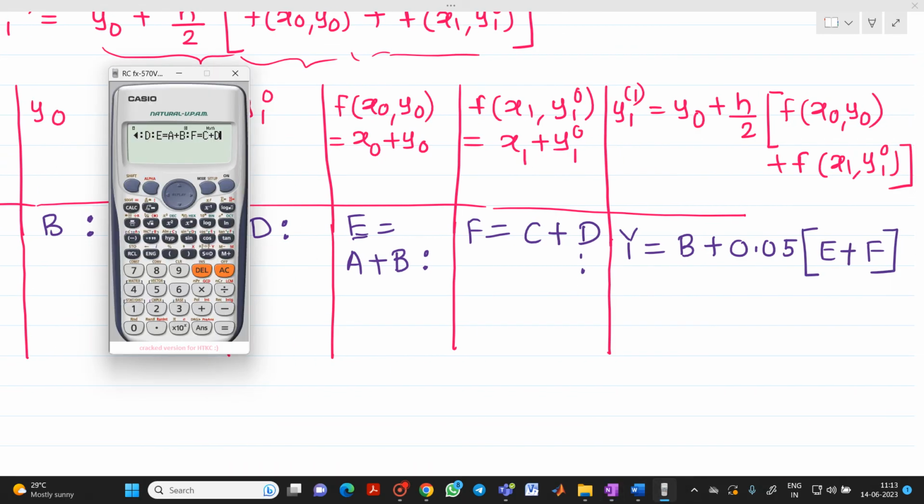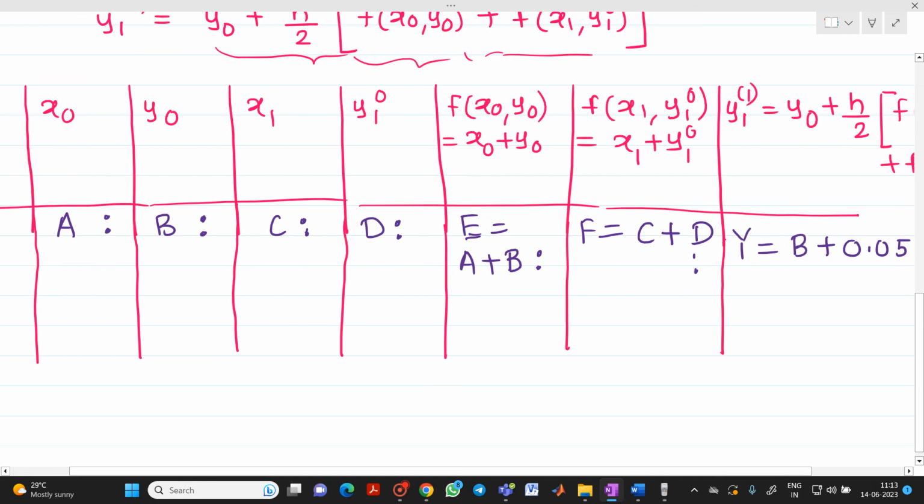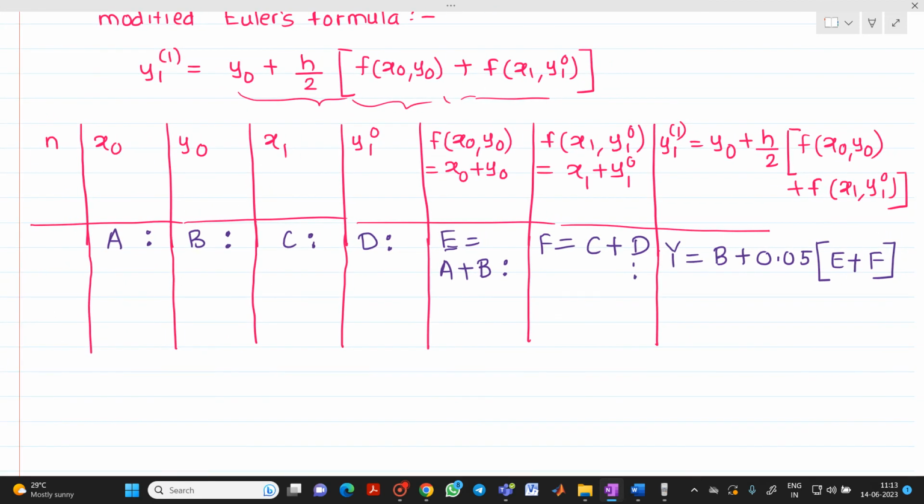So colon, alpha, colon. What is the formula? Let's see here. y equal to, how to take y? Alpha and press this button. So you will get y. Then equal to, so press equal to. Now what is the formula? B plus 0.05 into bracket E plus F. So this will be E plus this will be F. Now what we did here, we substituted this total function here. Now it will be easy for us to solve the total problem in only one page.